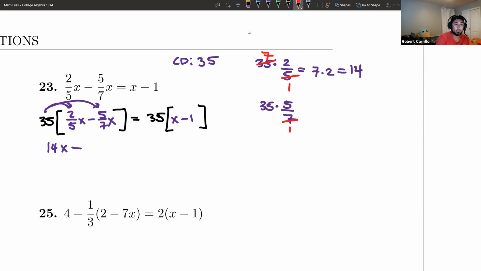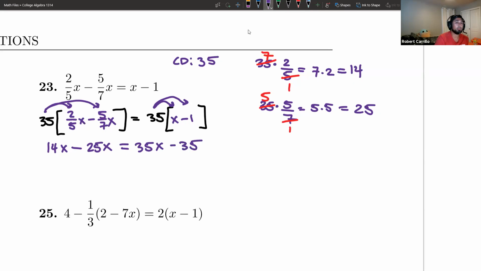7 goes into 35 5 times. Here you are left with 5 times 5, which gives us 25. So for the second distribution, we are going to be left with negative 25x equal to, and now these ones are easy, 35 times x, 35 times negative 1. 35x minus 35. And look how nice that is. No more fractions. Look at that.